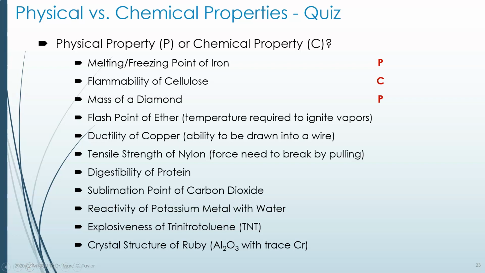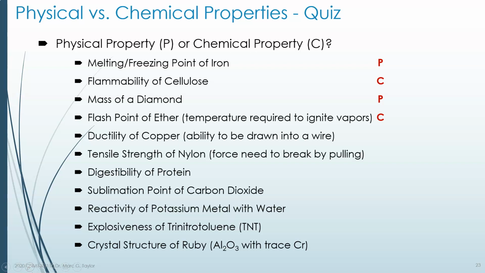Flash point of ether. Now, flash point means the temperature that has to be reached in order for something to even ignite. In other words, for the vapors to be ignited. So ether is a very, very flammable compound. Even at the lowest temperatures, you'll get vapors coming off, which is a physical change. But the second you ignite it, now it's a chemical change. You're burning the ether. It becomes carbon dioxide and water. And the temperature that will allow this ignition to occur, well, that's a chemical property.